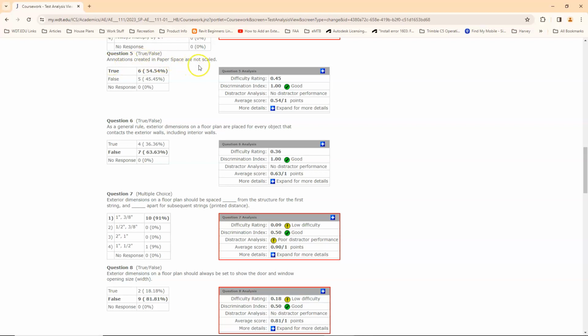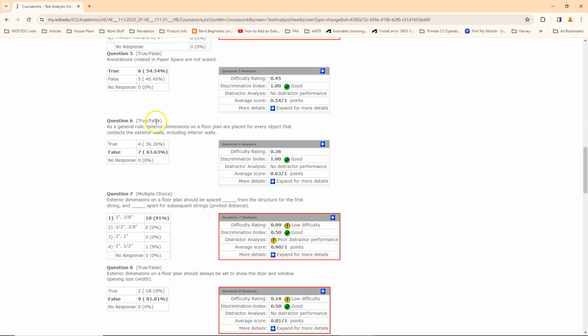Annotations created in Paperspace are not scaled. What are some examples of annotations created in Paperspace? Well, we might have a north arrow on our sheet. We might have a view title, for example, on our sheet. The text in the title block is not scaled. It's actually 3/32 text in most cases. So yeah, we're only scaling text that's in model space that we're going to have to shrink down onto the sheet.